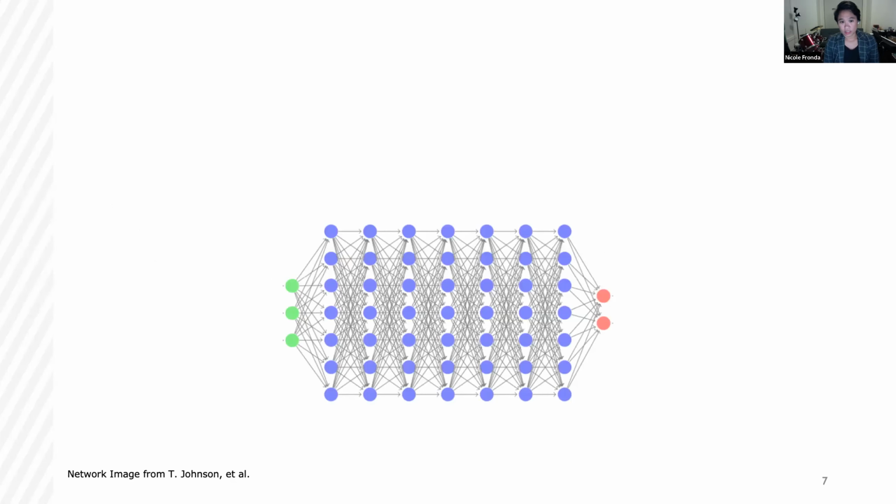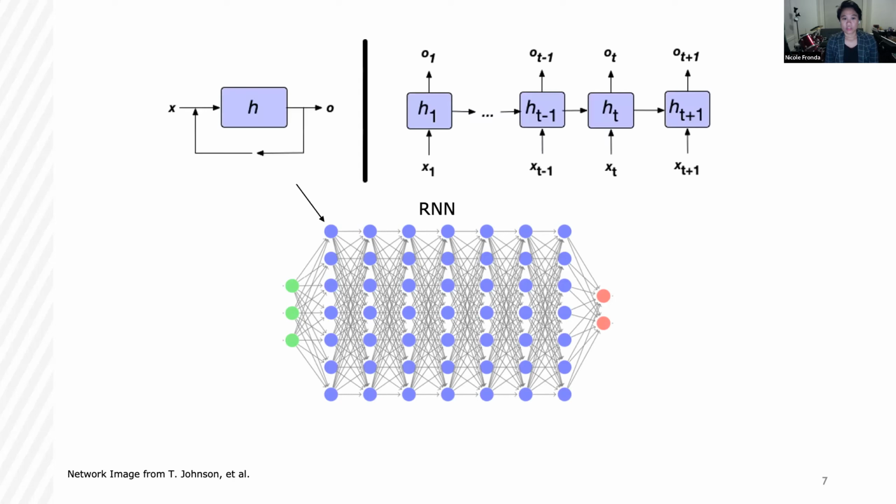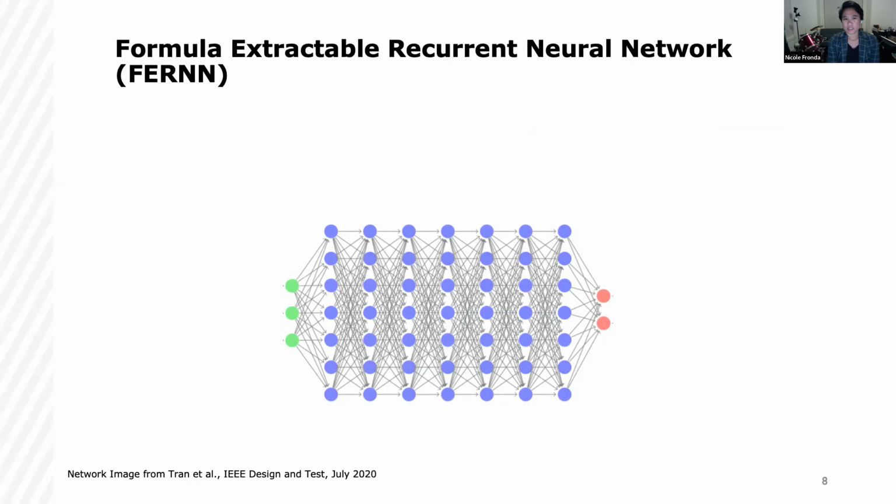So we propose a neural network architecture for conducting logical inference. And this would be able to conduct template search and parameter search simultaneously using gradient descent. We specifically use a recurrent neural network because we were interested in temporal behavior, and RNNs are excellent at processing sequential data like signals over time. We call our network a formula extractable recurrent neural network, or FERN for short.